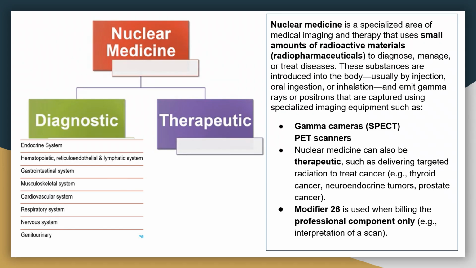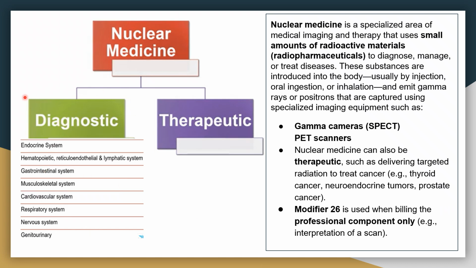Now the last section in this is nuclear medicine. Nuclear medicine is a specialized area of medical imaging and therapy that uses a small amount of radioactive material to diagnose, manage or treat disease. So as far as nuclear medicine is concerned, we use it for the diagnostic as well as treating, that is the therapeutic. Okay, remember that. As far as diagnosis is concerned, we have the PET scanner and the gamma scanner, which is called the SPECT scanner. So that is the diagnostic approach where we are trying to check everything.